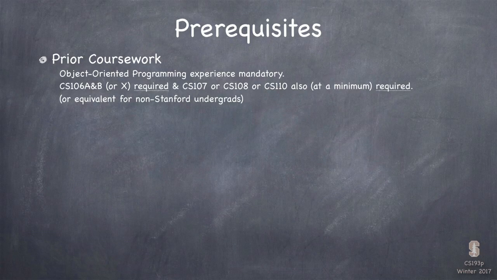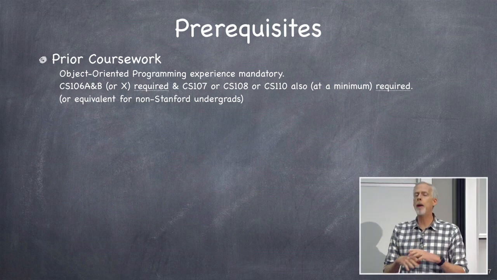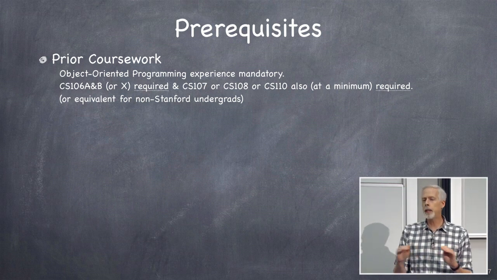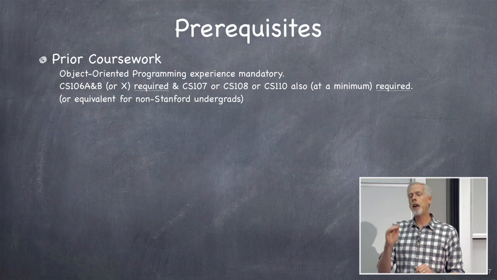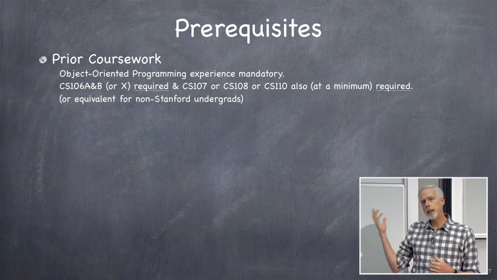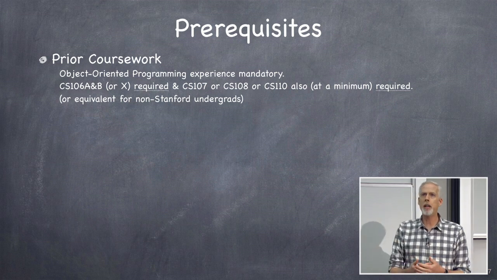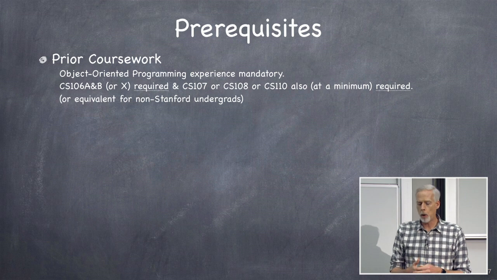Prerequisites, just boiling it down really easily, the prerequisite for the class is object-oriented programming. You have to know object-oriented programming. I'm not going to teach that in the class. I completely and utterly assume it. And not only do you have to know it, you have to have some experience doing it. So that's why here at Stanford, CS 106A and B are a hard prerequisite. You have to have taken those two. Those are object-oriented programming classes.